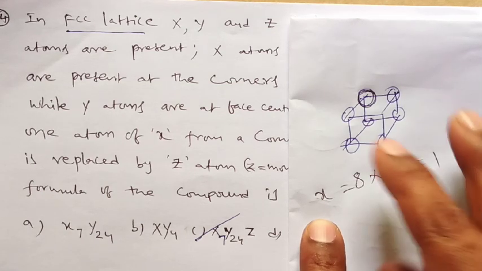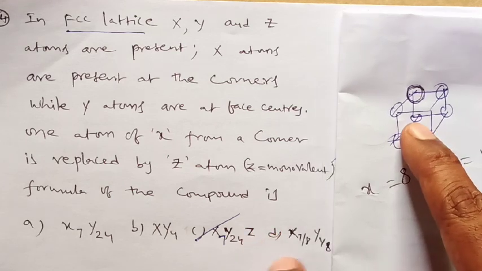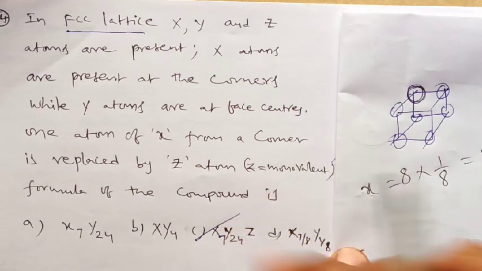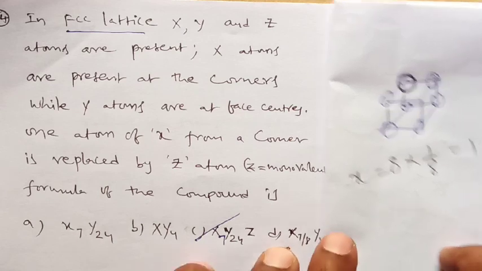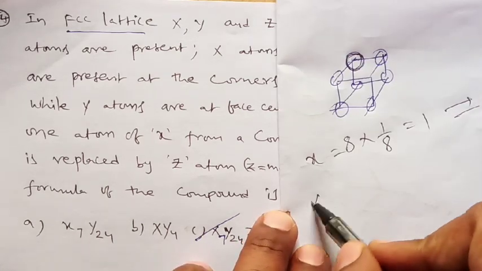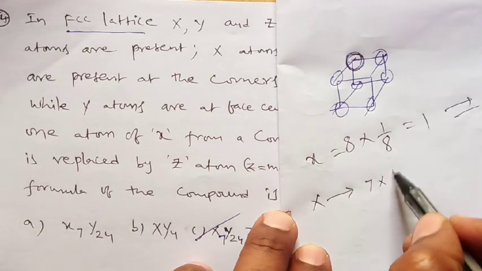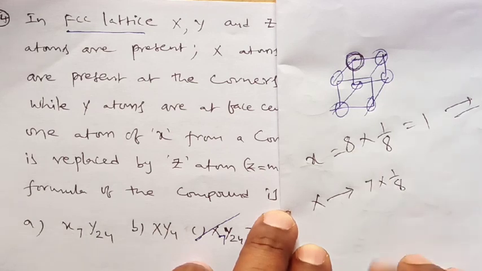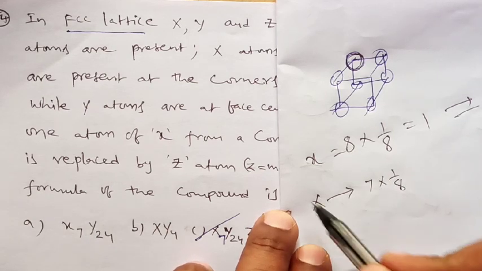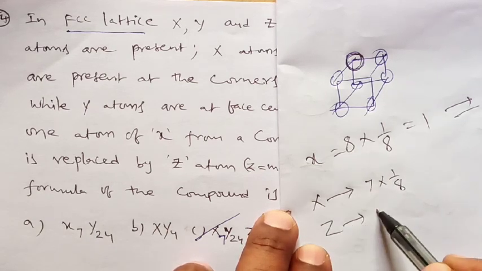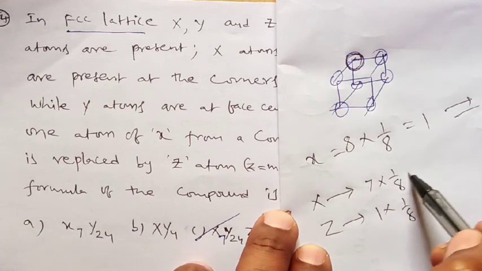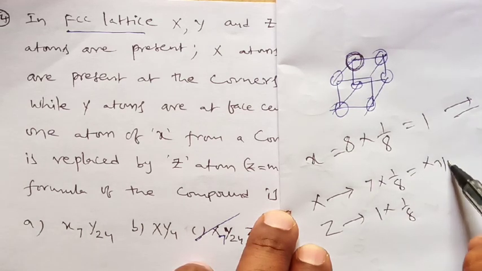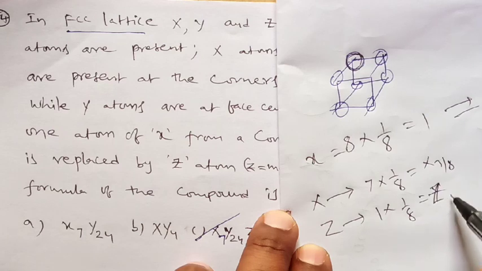But here they gave one small condition. What is that? One of the corners is replaced by Z. That means what is the X contribution now? X contribution is 7 into 1 by 8 only. Out of 8 corners, 1 corner is Z. So Z contribution is 1 into 1 by 8. That is why X 7 by 8, Z 1 by 8.